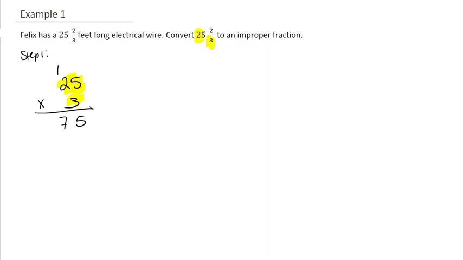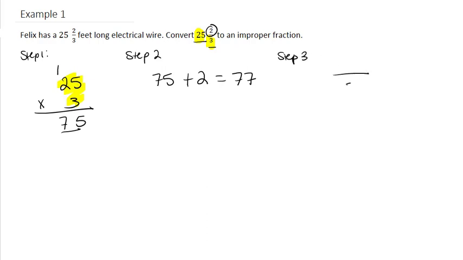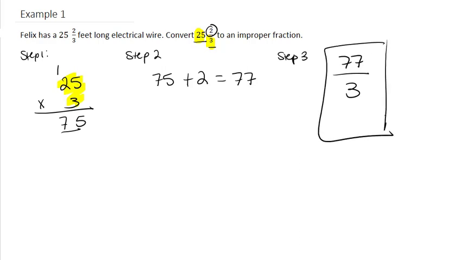So we multiply those two numbers together from here that we got. Step 2, we're going to take 75 from here, and we're going to add it to this 2, which then gives us 77. Step 3, we're going to keep our denominator and then put the new numerator number of 77 on the top. And then we're going to reduce if possible, which this is its reduced form. So this is our improper fraction from 25 2/3. So let's go ahead and look at another example.